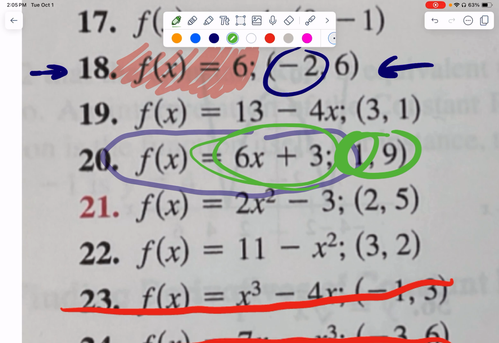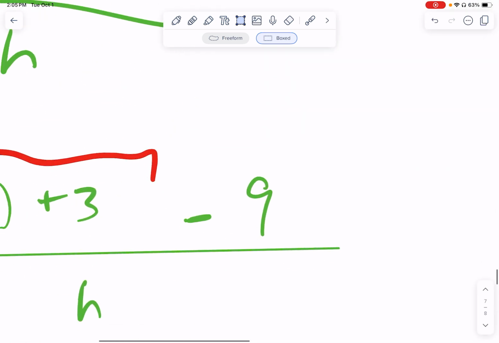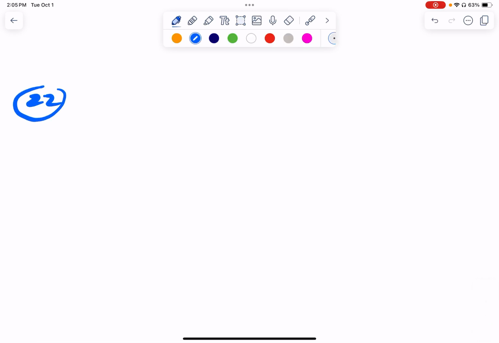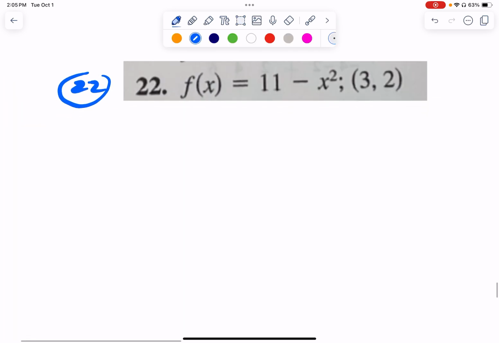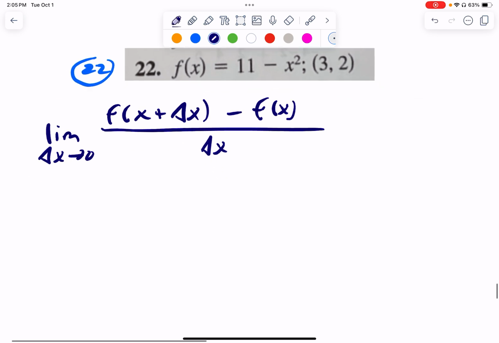That makes sense. Okay, number 22 is f of x is 11 minus x squared at 3, 2. I will begin by writing my generic formula for finding slope of a graph, steepness, slope of a tangent line. I'll switch back to the delta x version. Here is my generic version. I know my specific x value is 3, so I will write that next.